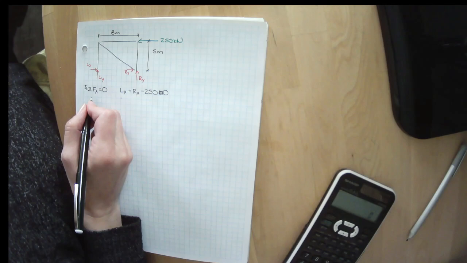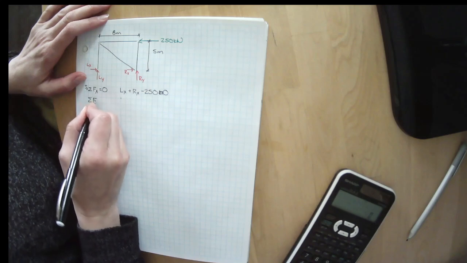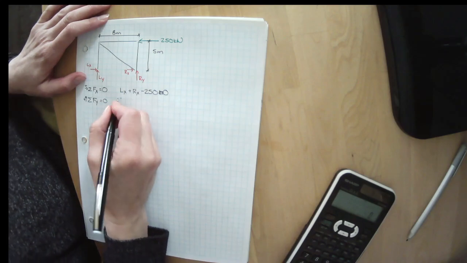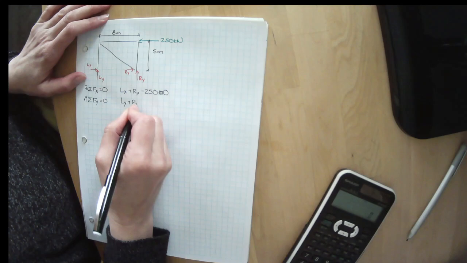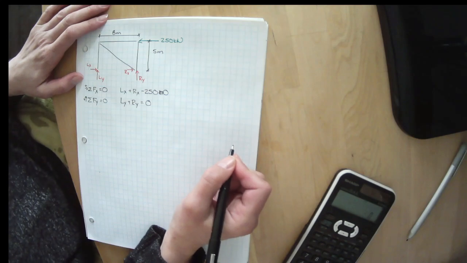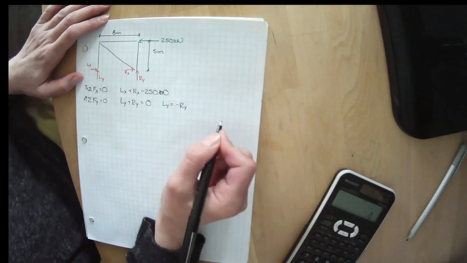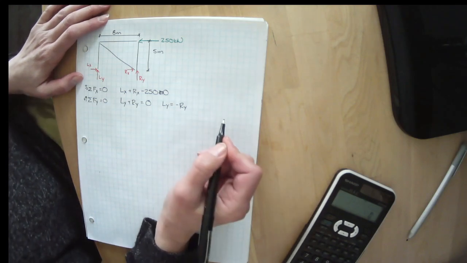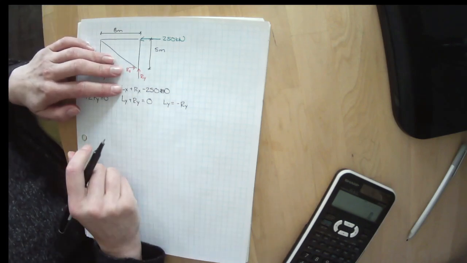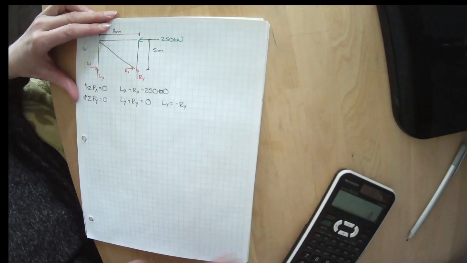Let's now sum our forces in the Y direction, where everything going upwards is positive. We have Ly plus Ry equals 0, or Ly equals minus Ry. So those are going to be equal and opposite to each other, but we have no idea what the value is. And these are not 2 equations and 2 unknowns, because that's the X component and that's the Y component. So we technically have 4 unknowns here.